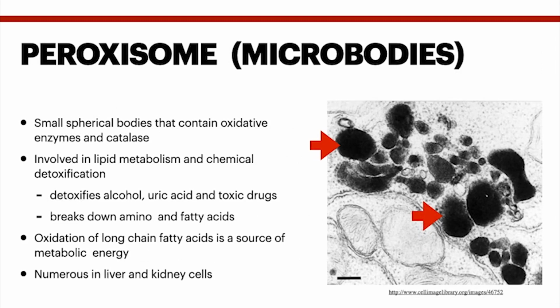Peroxisomes may be present in almost all cell types, but are abundant in the liver and kidney. These are small spherical bodies that contain oxidative enzymes and catalase, responsible for the detoxification of alcohol, uric acid, and toxic drugs. They also break down amino acids, uric acid, and fatty acids. The oxidation of fatty acids is an important source of metabolic energy. Hydrogen peroxide may be a byproduct of some of these oxidative reactions, but the enzyme catalase rapidly breaks down hydrogen peroxide to water and oxygen, preventing its harmful effects.